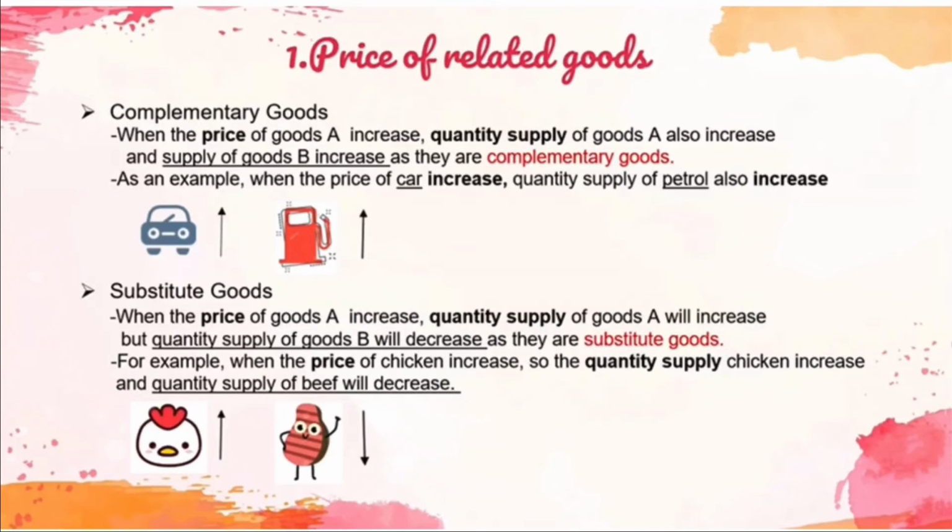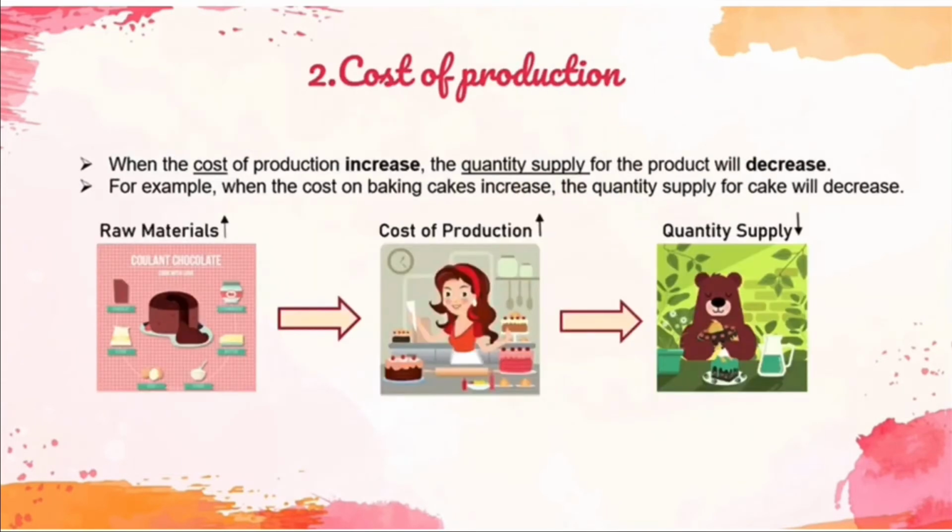For example, when the price of chicken is increasing, automatically the quantity supplied of chicken will increase, but the quantity supplied of beef will decrease, because suppliers tend to supply more when the price is increasing, so they gain more profit rather than supplying more beef. They gain less profit than with chicken.